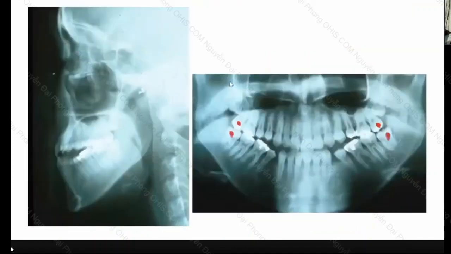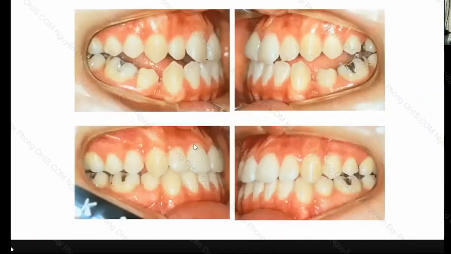Then she came to me. Well, I don't like to remove too much tooth substance, but sorry, I have to remove the third molars to eliminate the posterior discrepancy. Then I did the treatment, just uprighting here and changing the occlusal plane a little, then finished like this.